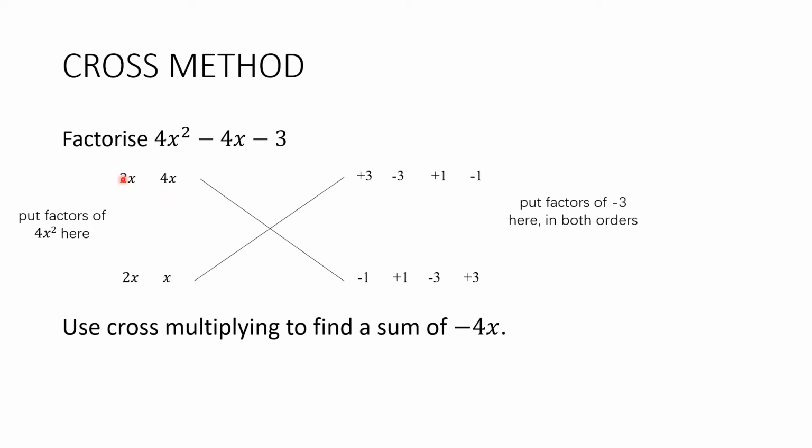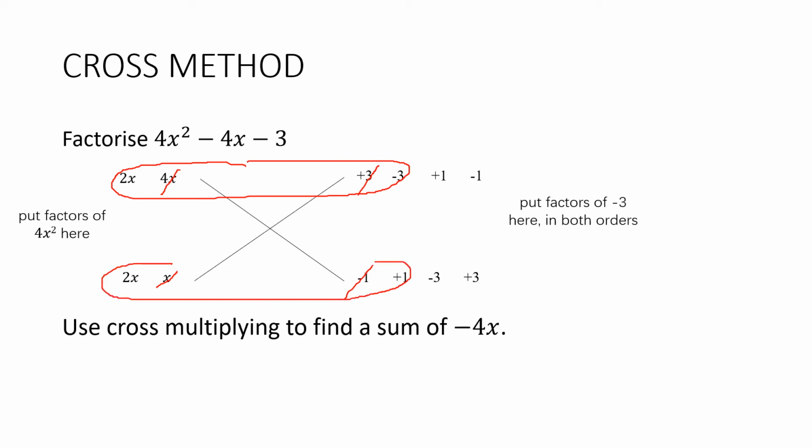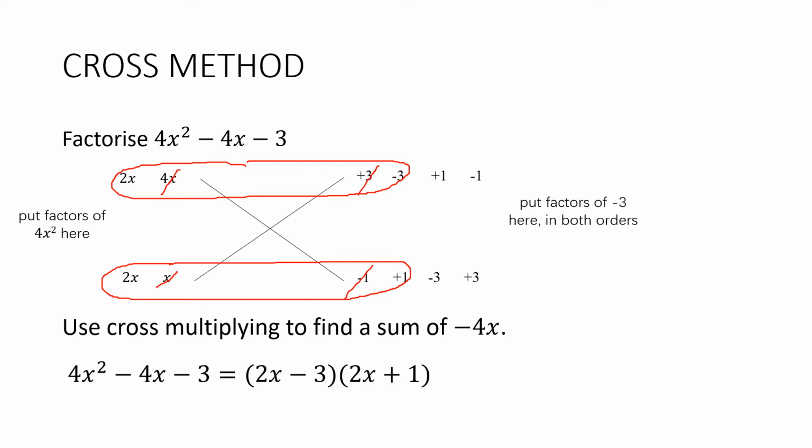Now let's try here. 2x times negative 1. So negative 2x plus 6x. We're getting close. I've got a 4 then at least. This is going to be it here. 2x take away 6x. So once we know that, I'm just going to cross these out, then this is one of the brackets and this is the other. So our answer is 2x take away 3 in brackets, 2x plus 1 in brackets.